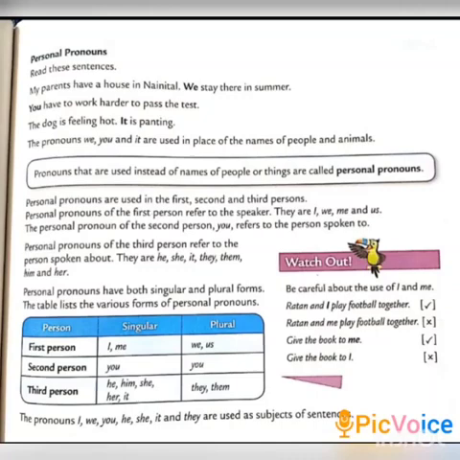Personal pronouns are used in the first, second and third persons. Personal pronouns of the first person refer to the speaker. They are I, we, me and us. And the personal pronoun of the second person, you, refers to the person spoken to. Personal pronouns of the third person refer to the person spoken about. That is, he, she, it, they, them, him and her. Personal pronouns have both singular and plural forms. The table lists the various forms of personal pronouns. You can see here in the table the person, that is first person, second person, third person, and their singular and plural forms.